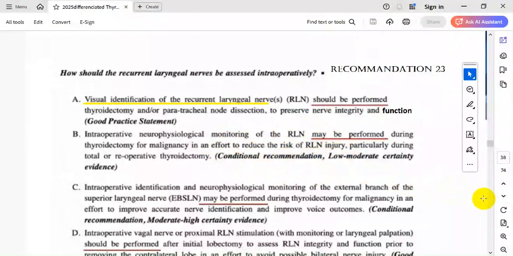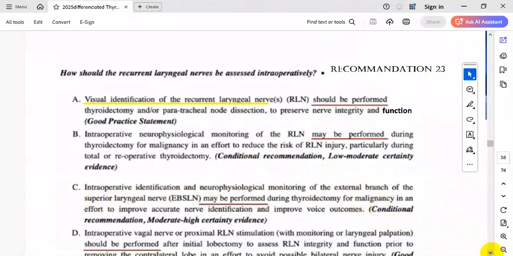And also sometimes doing intraoperative identification and neurophysiological monitoring of the external branch of the superior laryngeal nerve may be performed during thyroidectomy for malignancy in the effort to improve accurate nerve identification and improve voice outcomes.